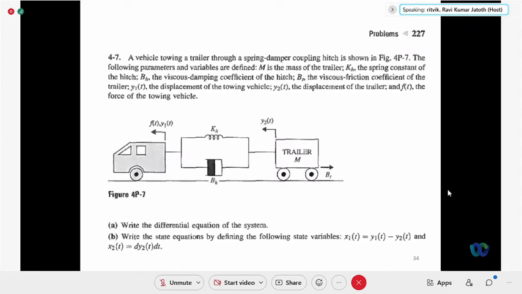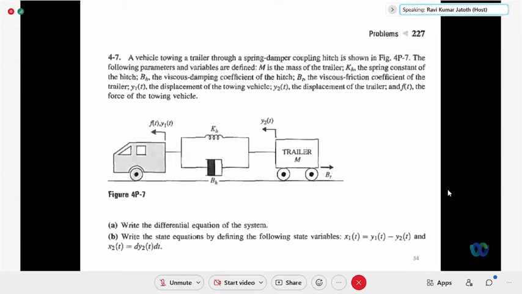Sir, two free body diagrams. One is around the trailer and one is around the head, or like the head of the towing vehicle. Yeah, sorry, yes. Correct.